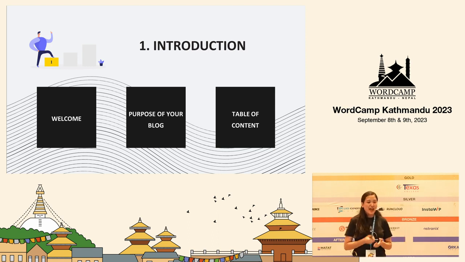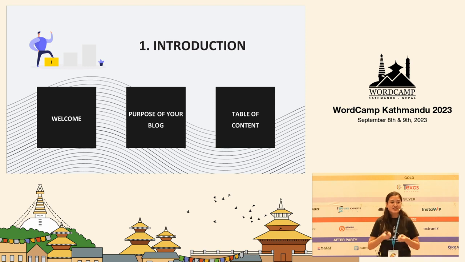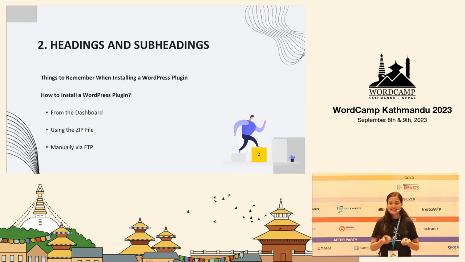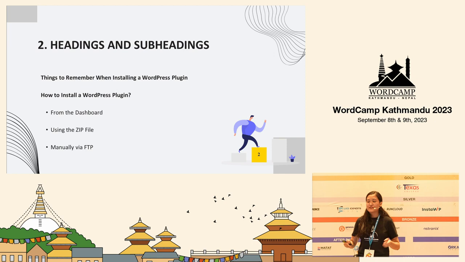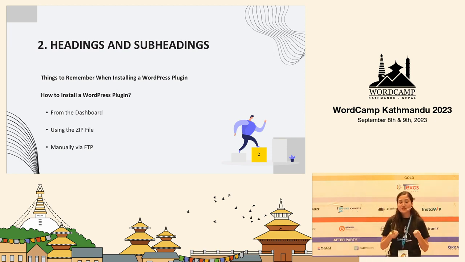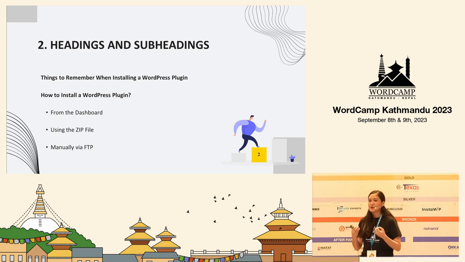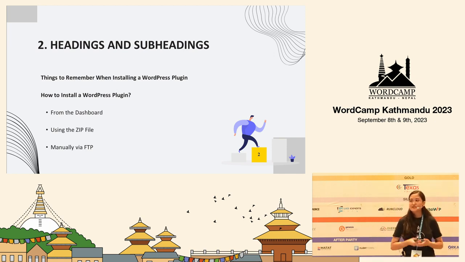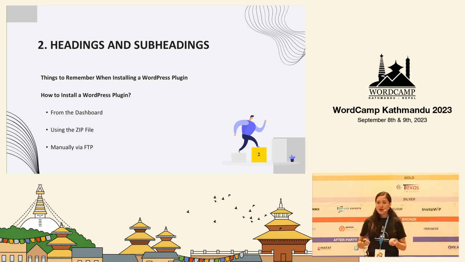After that, you have to logically divide your content into different headings. Then, if they are longer, further divide them into different subheadings. And you can even use your keywords for your headings and subheadings. For example, here you can see that things to remember when installing a WordPress plugin can be one heading, and how to install a WordPress plugin can be another heading. Now, the second heading is a little longer, so you can see that I have subdivided it into different subheadings based on the methods to install a WordPress plugin.